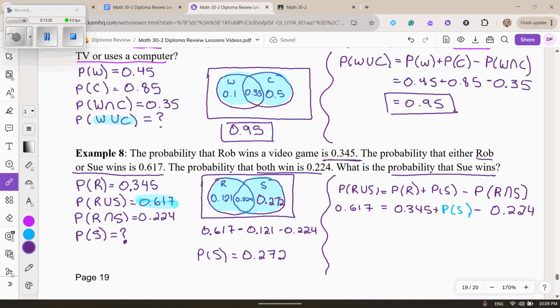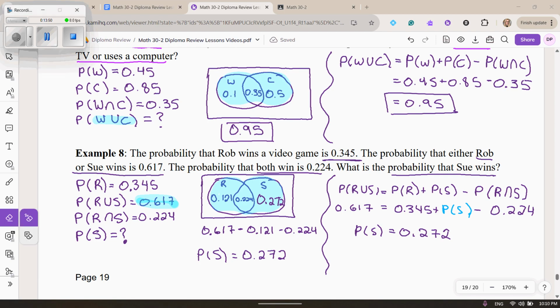So when you solve this equation for the probability of Sue, you'll end up doing the exact same calculation that we did on the other side to get that 0.272. So first you would take 0.345 and minus 0.224, and then you would subtract it from 0.617.